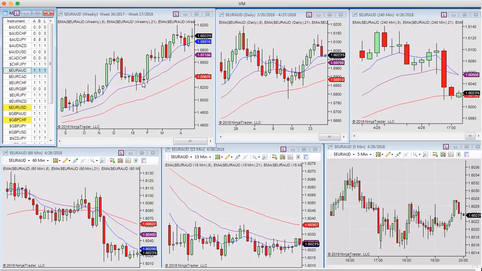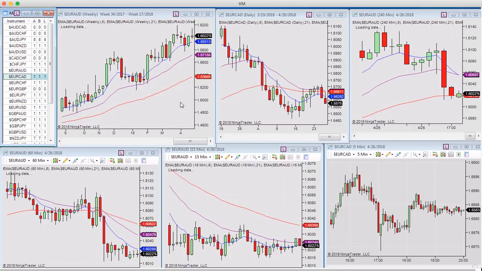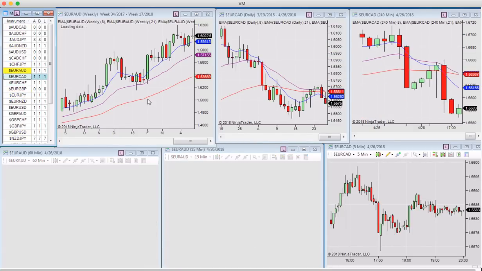Okay, the weekly, we have a very strong trend. The daily, we have a strong trend, but we're starting to pull back. The 240, the trend is now changing, and the 60-minute and the 15 are down. So we only have two time frames trending, so we stand aside. Aud Cad is next.